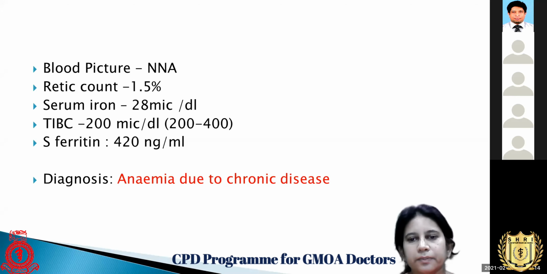Okay, blood picture reported as normocytic normochromic anemia, but you have to exclude bleeding, the retic count normal, serum iron on the low side, TIBC on the low side, serum ferritin is high. So you have come to a diagnosis, pure and simple, no complications, anemia due to chronic disease.